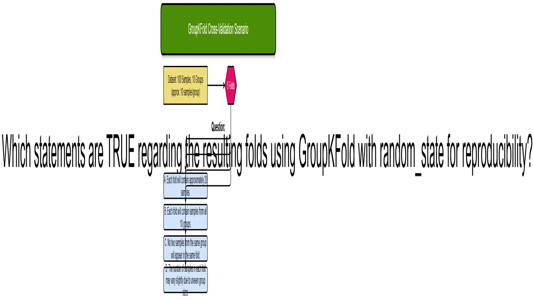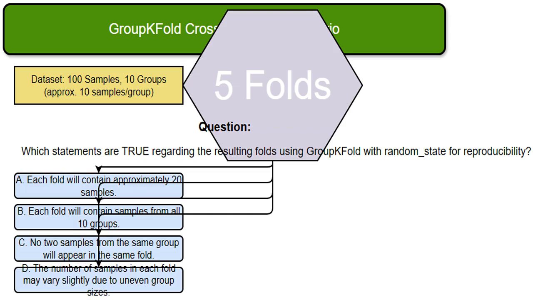GroupKFold prioritizes keeping groups together. Some groups might entirely end up in 1 or 2 folds. Ideally, with 100 samples and 5 folds, each fold would have around 20 samples. 100/5 equals 20. But GroupKFold prioritizes keeping groups together, so this isn't guaranteed.